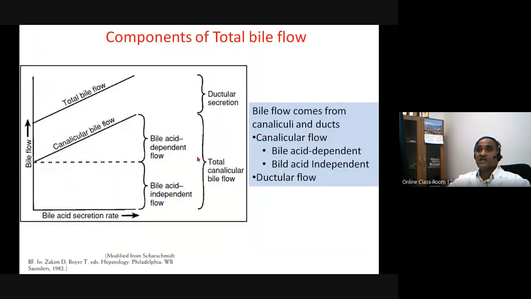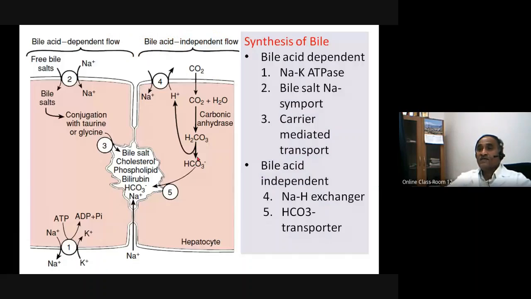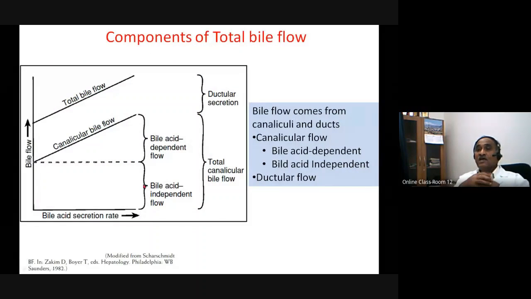Now what happens in the canaliculi? The secretions add up in the canaliculi, and once they are added up, they should move further. The movement of this bile secretion will depend upon two factors: one, the factors in the duct, and another, the factors in the canaliculi.